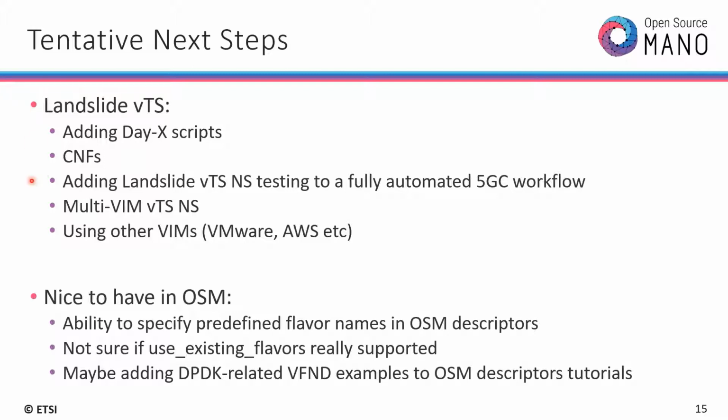So as you can see, there are a few things that we can do on top, in order to add more functionality to Landslide with regard to OSM itself. Today, the configuration of the CNF, either as a virtual TS or a virtual task, was done manually because it's only one single command to run. But of course, we could find ways later to automate all that.